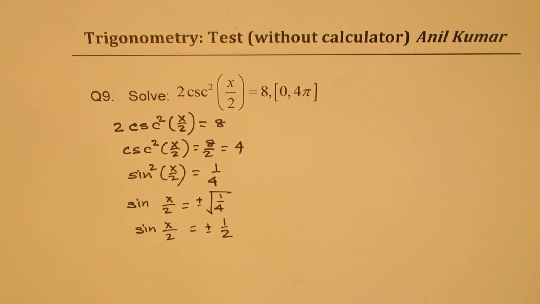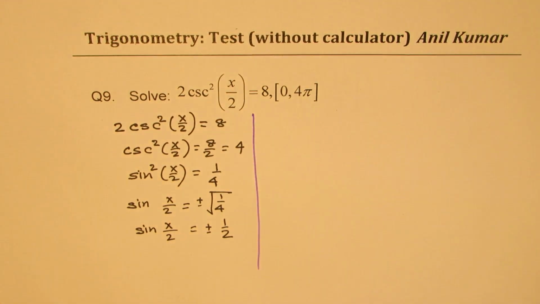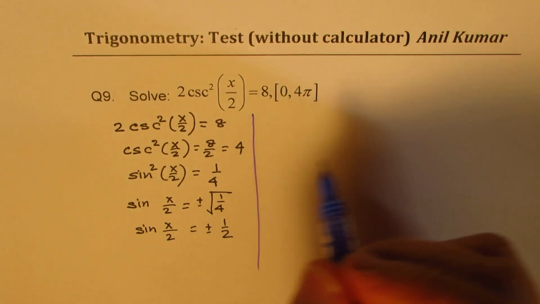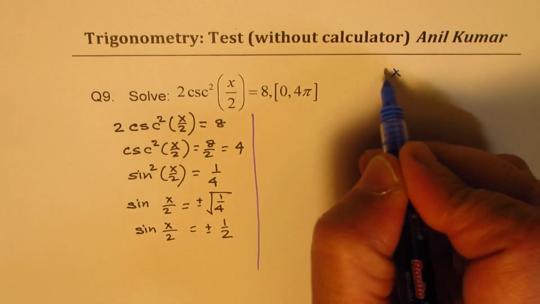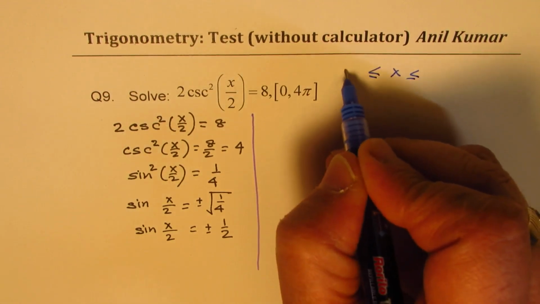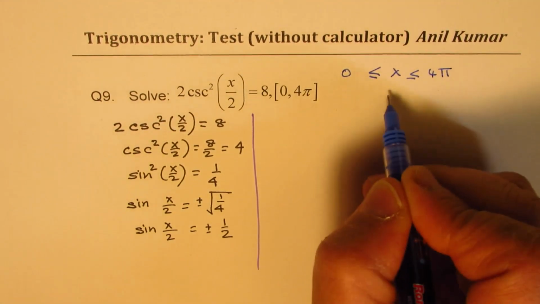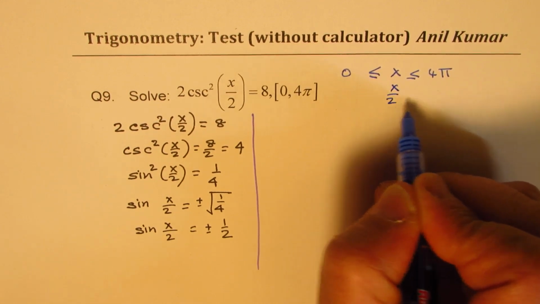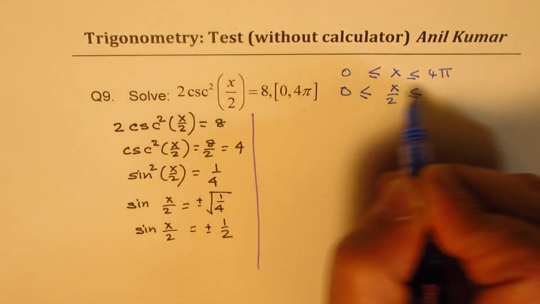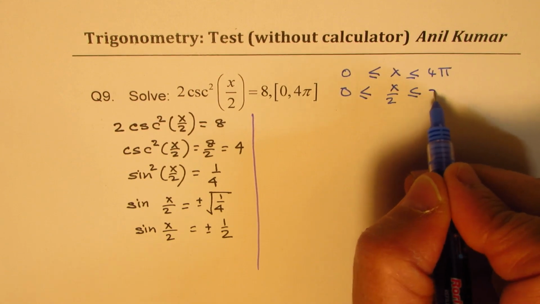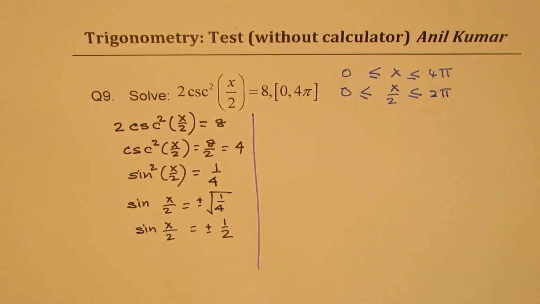Now another important thing to consider here is the domain. We are given the domain of x as between 0 to 4 pi, correct? So for x by 2, the domain will be, we have to divide both by 2, so we get 2 pi. You understand? So within 2 pi, we have to get all our solutions.